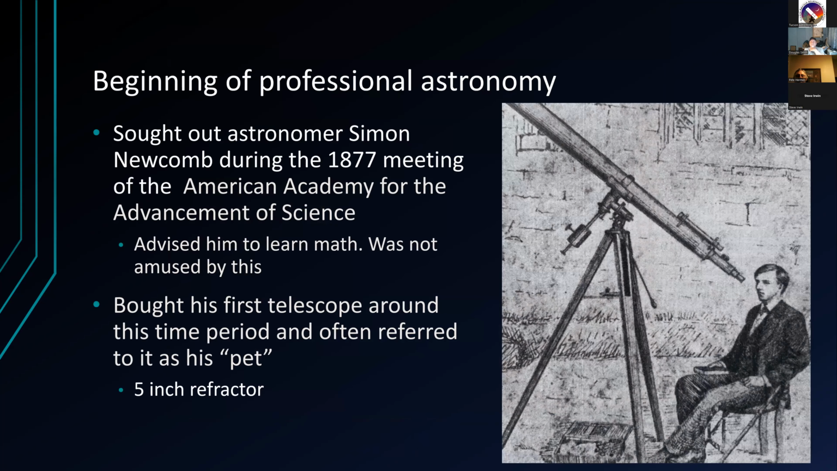So after his stint at the photography shop as a photographer's assistant, he was around 19 years old when he sought out astronomer Simon Newcomb, when by chance the American Academy of Advancement of Science was meeting in Nashville that year. He expressed, hey, I have this interest in astronomy. Is there anything that you would recommend? And Newcomb told him, go learn math, which, as most of us can imagine, I don't want to go learn math. I want to look at things.